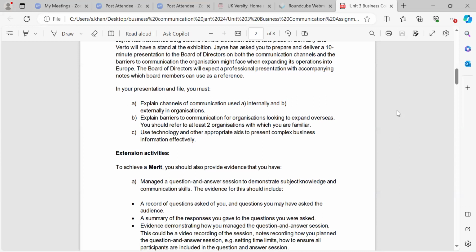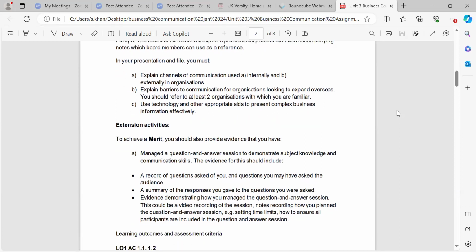B, explain barriers to communication for organizations looking to expand overseas. You should refer to at least 2 organizations with which you are familiar. So any organizations from outside you could use. Thirdly, C is use technology and other appropriate aids to present complex business information effectively. So that would be looking at learning outcome 1. Extension activities. A, B, C is to achieve a pass.